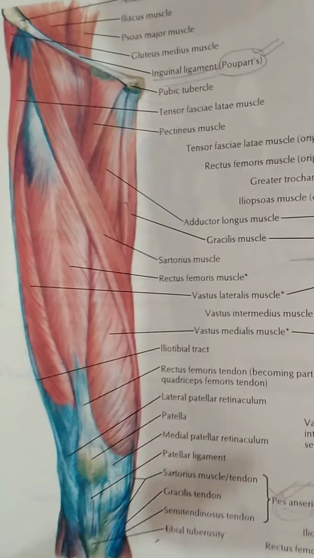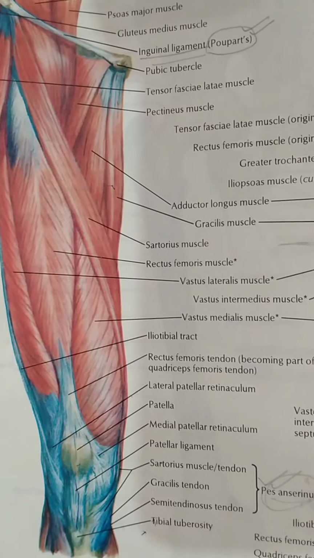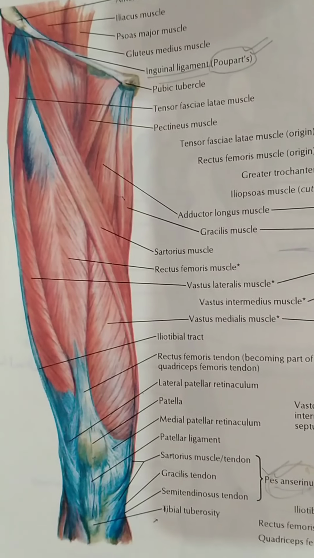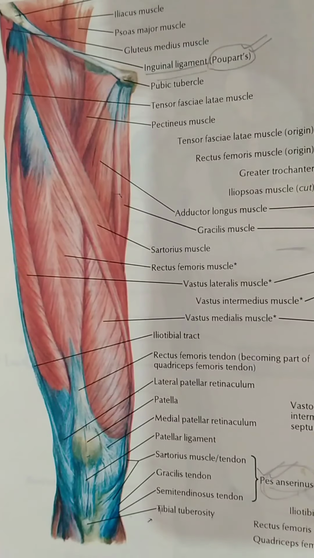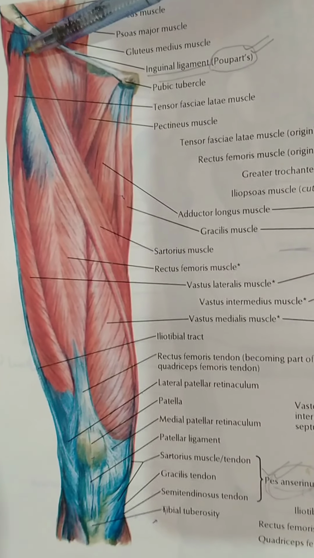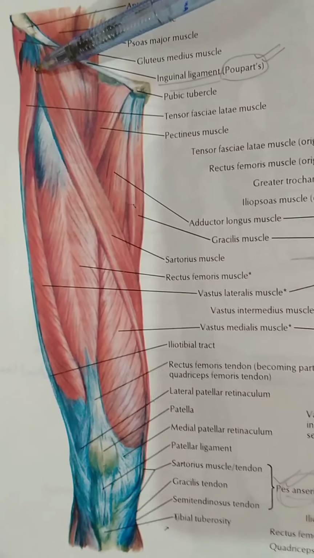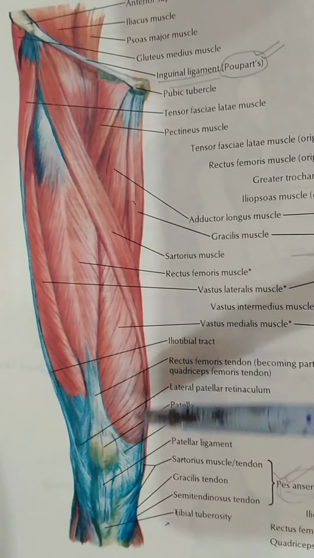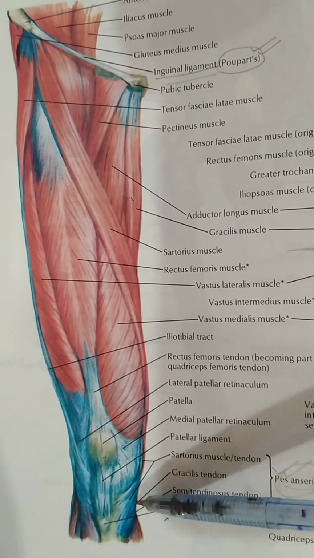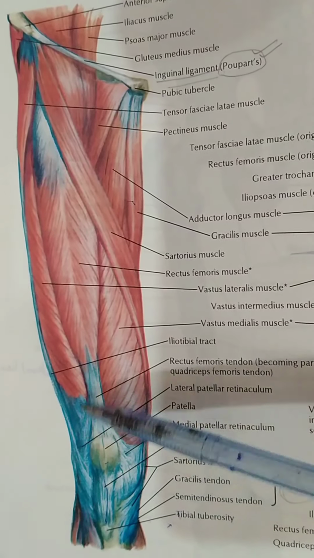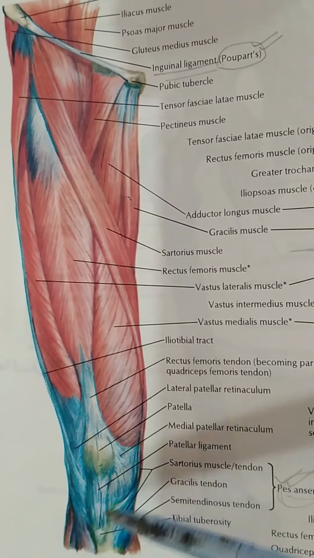So the first muscle I told you was the sartorius. The sartorius basically passes from the lateral side to the medial side. So here is our anterior superior iliac spine. Sartorius extends from the anterior superior iliac spine to the medial shaft of the radius and inserts here. This is the quadriceps tendon, right?